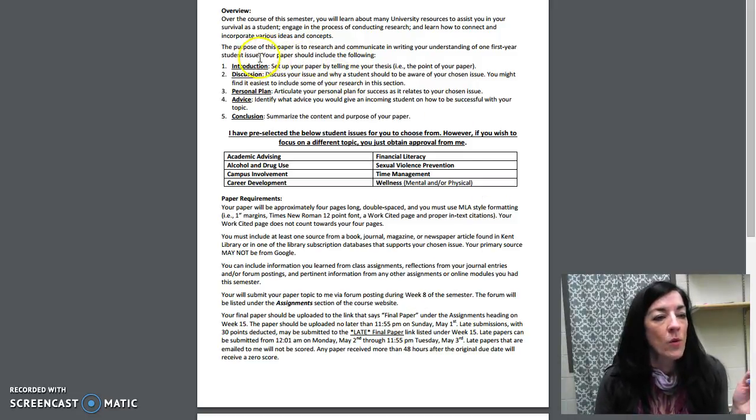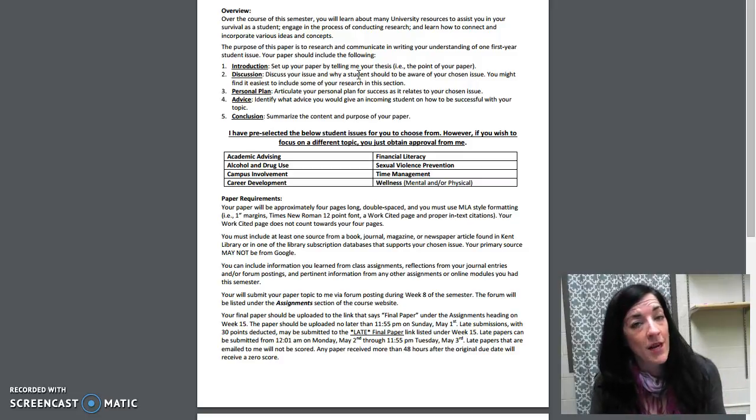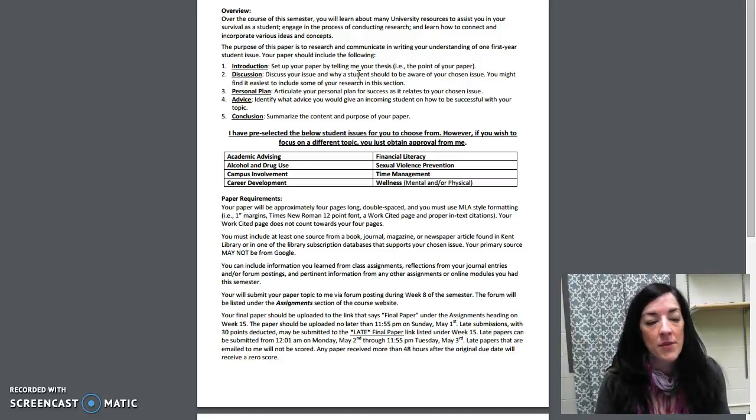So what we're going to be focusing on for this paper is that you are going to be choosing one issue that a college student, probably a first-year college student, is dealing with. And so I'm going to skip over this section really quick. We're going to come back to that, but I want to direct your attention here to this table. So what I have done for you is I have pre-selected several student issues that most students I know of are dealing with in some form or fashion, and that you need to choose your topic from this particular list.